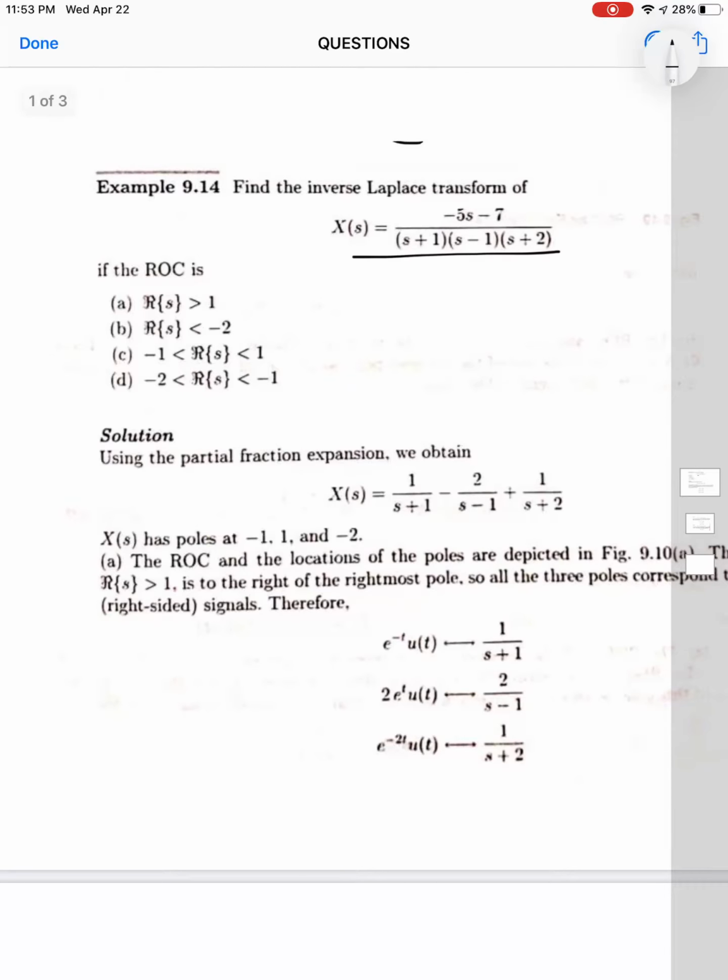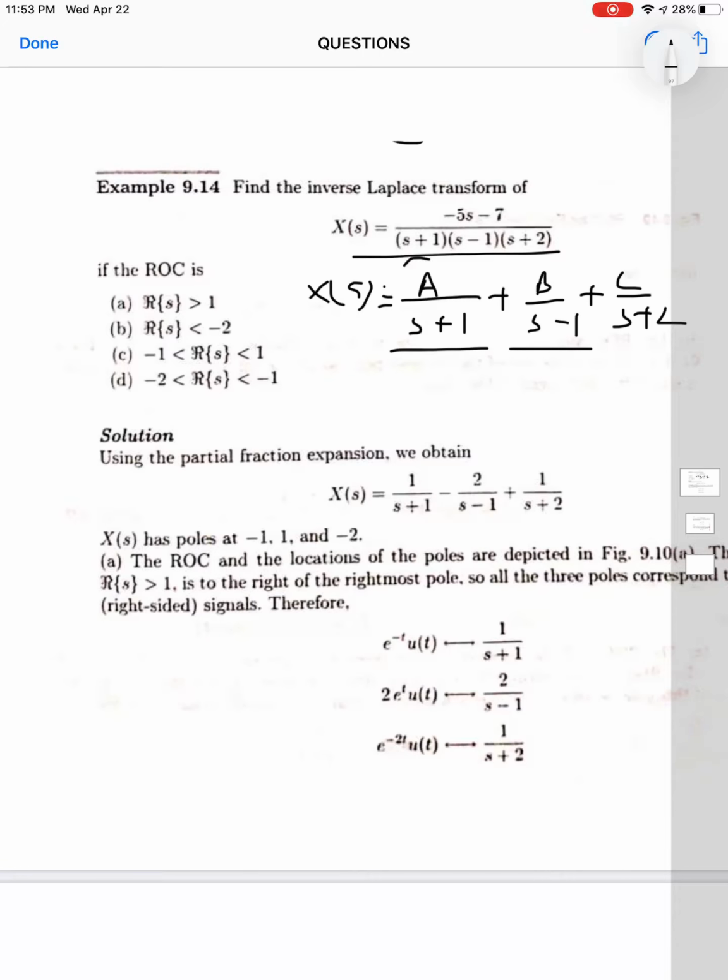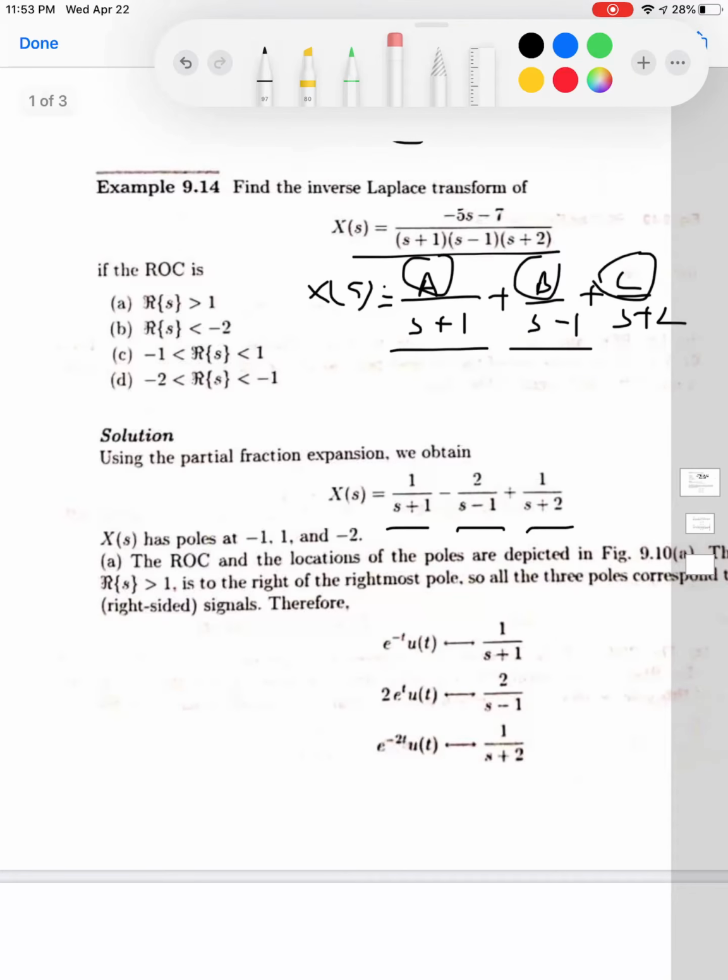First you have to find the partial fraction for the given function. So for the partial fraction, this can be written as X(s) equals A upon s plus 1, plus B upon s minus 1, plus C upon s plus 2. Now these A, B, C values can be identified using the partial fraction rules. We will have the expression X(s) equals 1 upon s plus 1, minus 2 upon s minus 1, and 1 upon s plus 2.